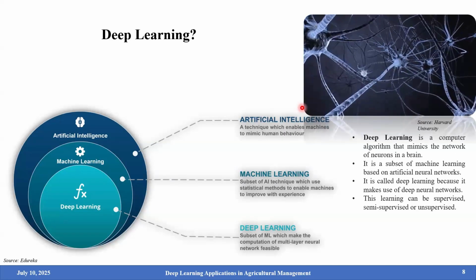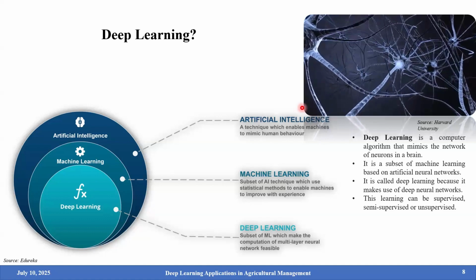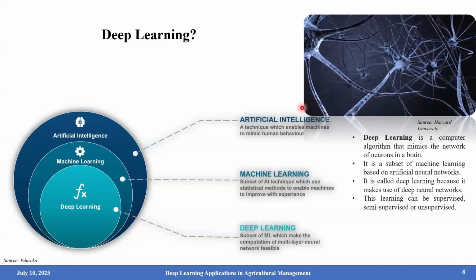Okay, so let me first of all mention AI, that all of you are familiar with. I used to joke that since I don't have any intelligence, I use AI to do some work. Artificial intelligence is a technique which enables machines to mimic human behavior. And within that, we specifically look at a subset called machine learning. It's a subset of AI techniques which use statistical methods to enable machines to improve with experience or basically evolve as things happen. And within machine learning, we talk about deep learning.